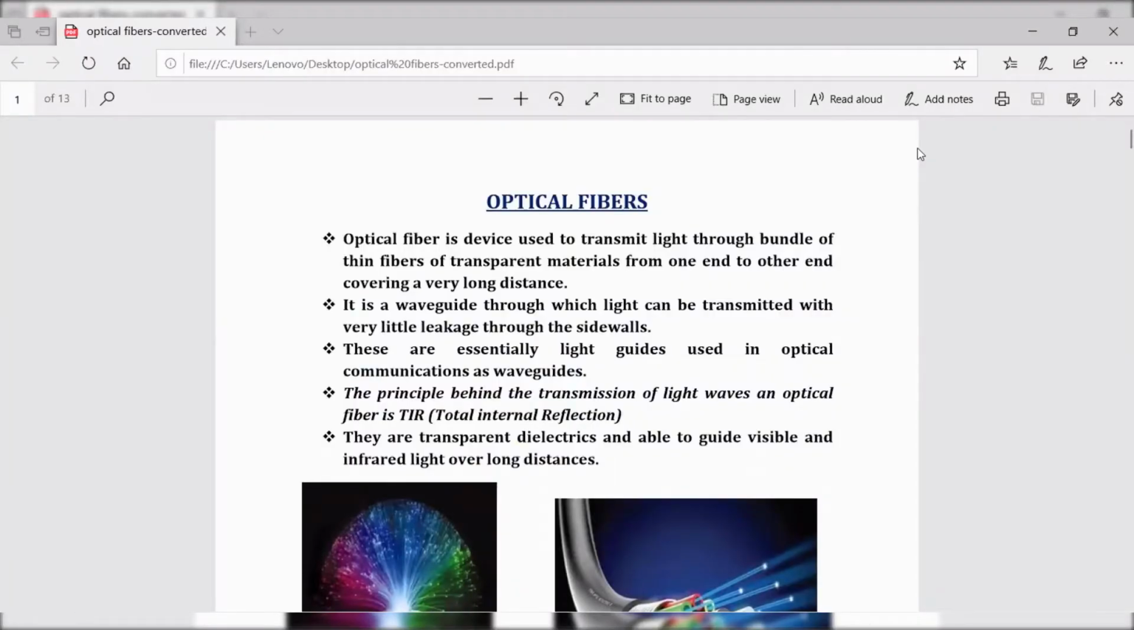Students, let us start with module 3 today. Module 3 has two chapters. One is Maxwell's equations and the second one is optical fibers. So today we'll study about optical fibers.